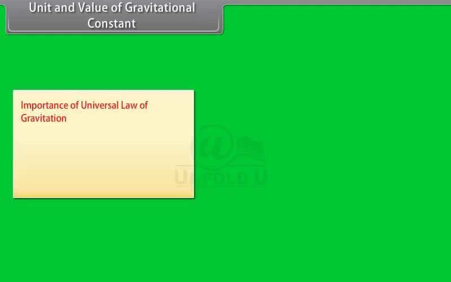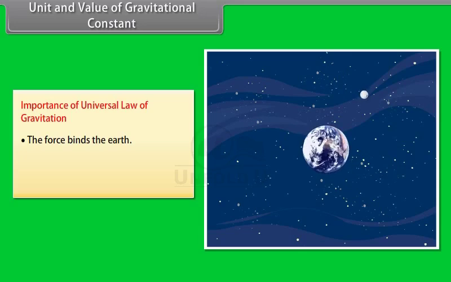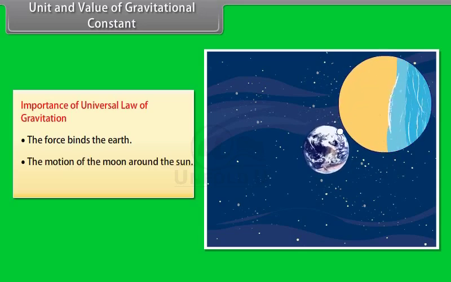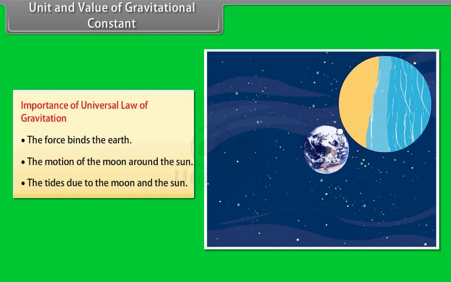Importance of the universal law of gravitation. The force binds us to the earth, governs the motion of the moon around the earth and the planets around the sun, and the tides due to the moon and the sun. Free fall.